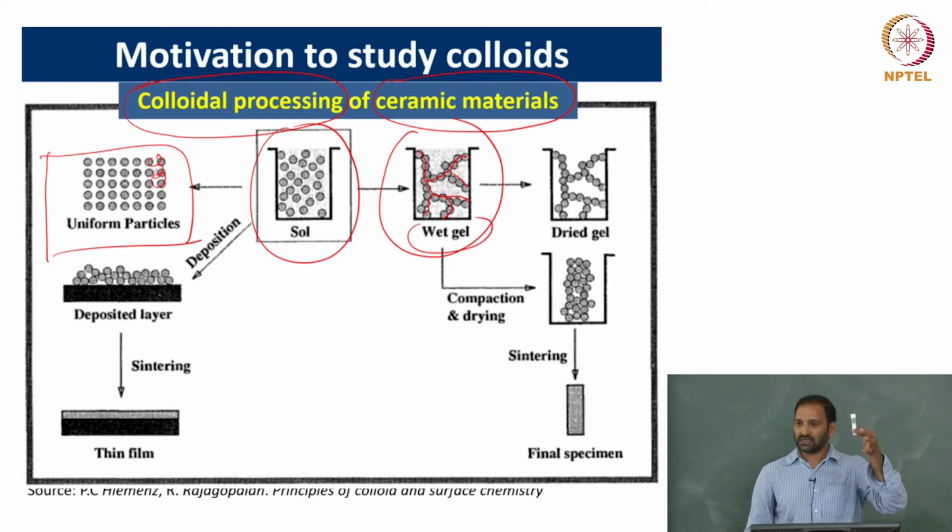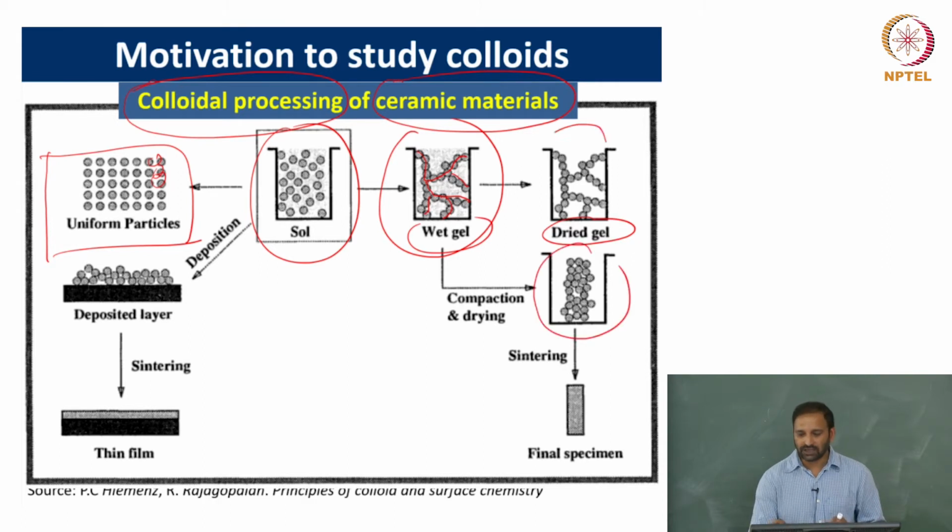Now what I do with this is I take this and then I evaporate the fluid to get what is called a dry gel. And you can do other processing. I can actually do what is called a compaction. If I want a porous material, I can process this. If I want a denser material, I can go to this route.